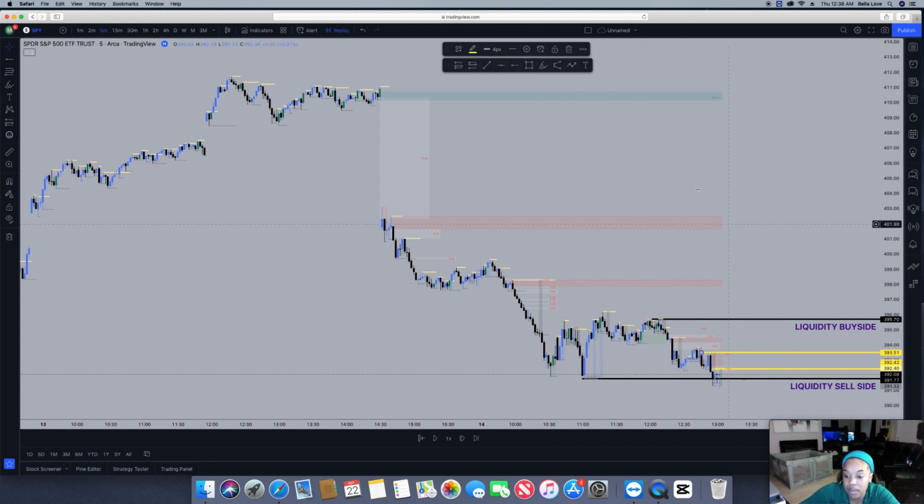I like to set my zones, entries and target points at the pivot points. So I just got all these little tight moves. This is buy. I do want to see it get taken out to the sell side, to the buy side liquidity.